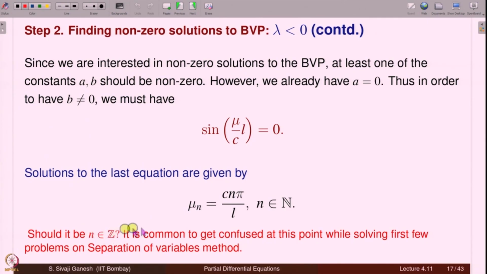This is not correct, because if n belongs to Z, that means if you take a negative number, mu n becomes negative. But you see, when we are looking for lambda less than 0, we suppose that lambda equal to minus mu square and mu is positive. Therefore, mu n's cannot be negative. Therefore, n belongs to N is correct. Keep this in mind, be very careful at such points.